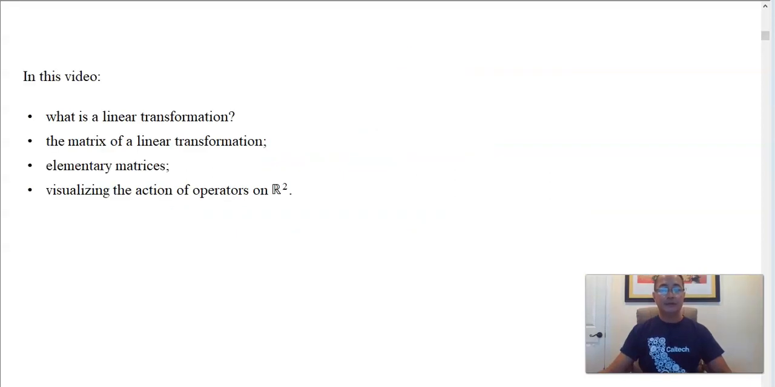So in the video, we're going to find out exactly what is a linear transformation. And we're going to find out that they can actually be described, or more precisely, represented by matrices. We are going to look at special families of matrices called elementary matrices. And we're going to see how to visualize operators on the Euclidean plane R2. In the next video, we're going to see that we can also visualize operators in R3.